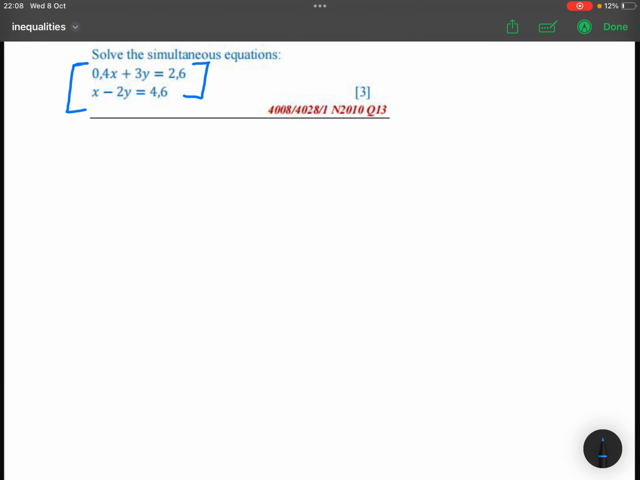And then for me to have the same figure on top and at the bottom, I need to multiply the first equation by 2 and the second equation by 3. So we say 2 times 0.4x, we get 0.8x. And then 2 times 3y, we get 6y.